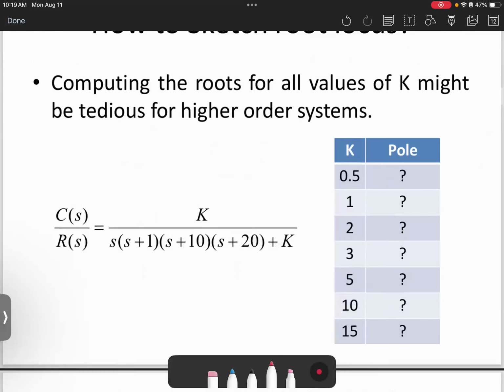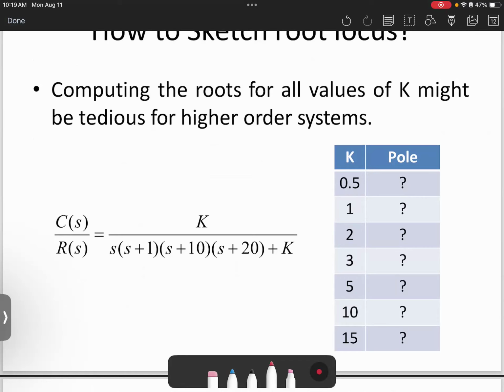So how do we sketch the root locus? Assume we have this closed loop system. After closing the loop, it will be written as k over s(s+1)(s+10)(s+20), all plus k. When we have a higher order system, it can be difficult to find the poles by trying different possible values of k. Therefore, we need to find a suitable method to do the plots instead of substituting values of k by trial and error.